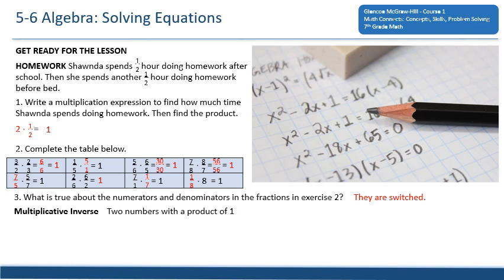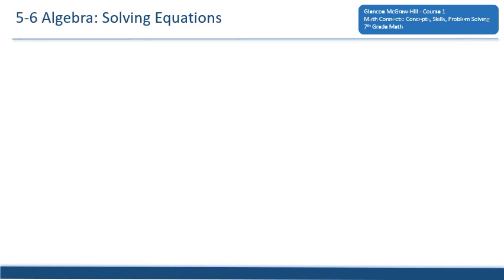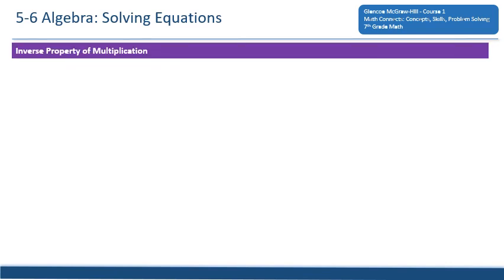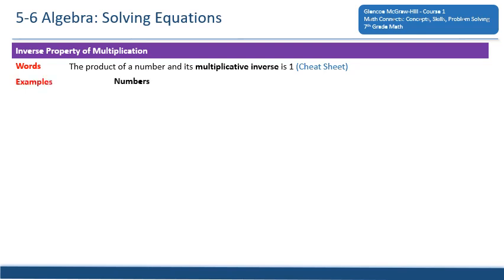Multiplicative inverse: two numbers with a product of 1. Also called reciprocals. So, inverse property of multiplication. In words, the product of a number and its multiplicative inverse is 1. In examples, 3/4 times 4 over 3 equals 1. If we multiplied that out, we would get 12 over 12, and any number over itself is equal to 1.